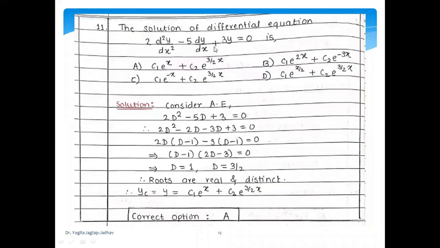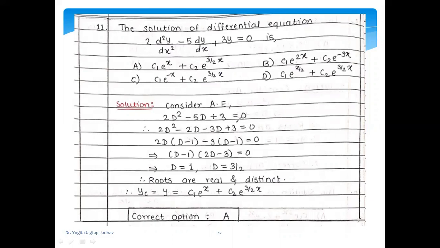Now look at the 11th example. The solution of the differential equation 2 d²y/dx² - 5 dy/dx + 3y = 0 is. The 4 options are provided as given here. Now again, by assigning d/dx equal to capital D, we have the auxiliary equation 2D² - 5D + 3 = 0.